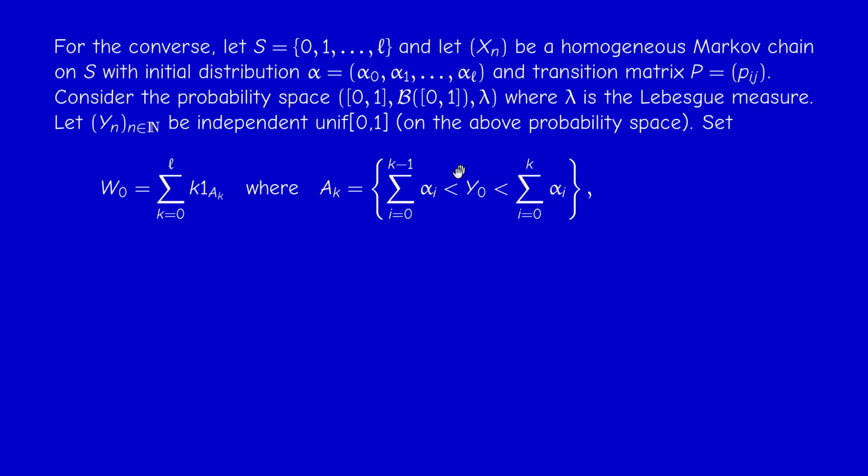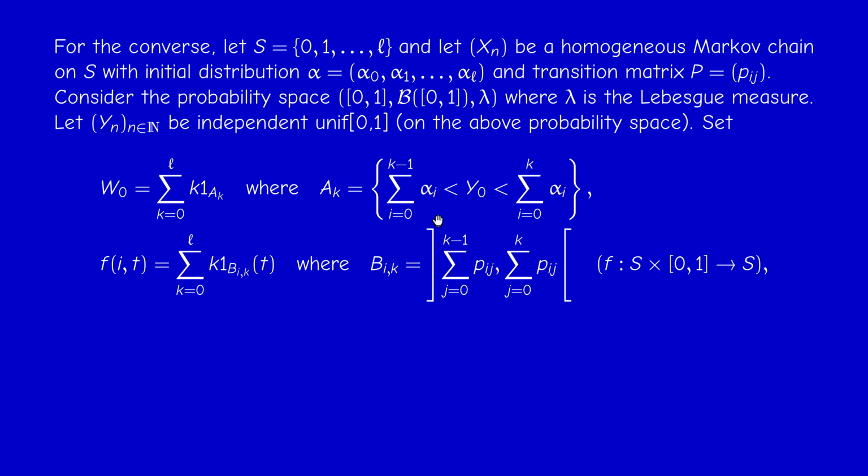And since Y0 is uniformly distributed, these quantities are just the sum of this minus this, where the alpha i are the initial distribution. So these are numbers between 0 and 1. So, by definition of a uniform random variable, the probability of Ak, or lambda of Ak in this case, is just the length of the interval. So it's just actually alpha k.